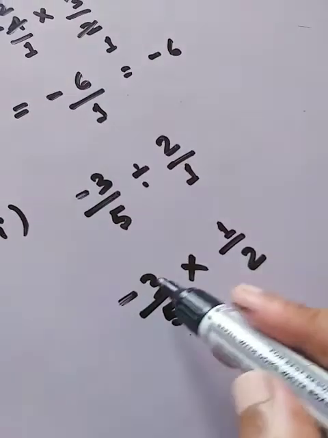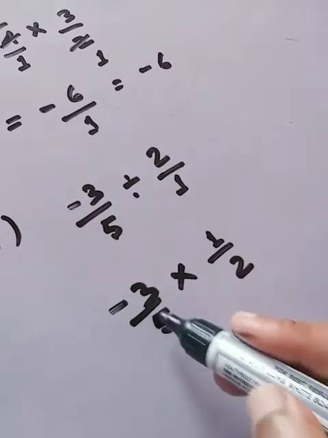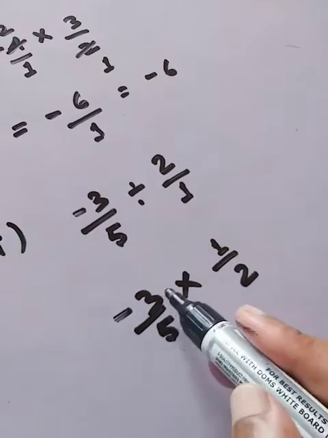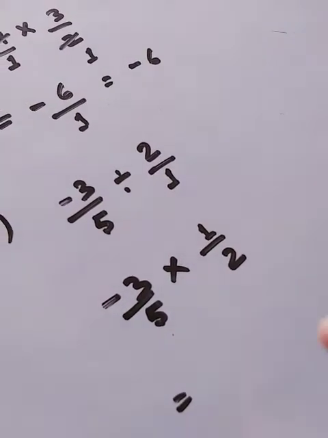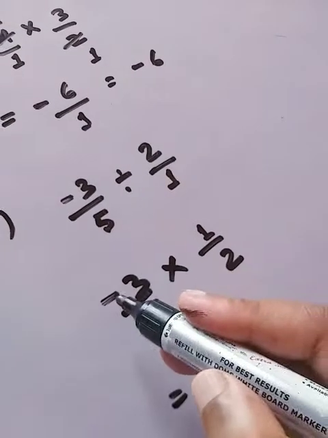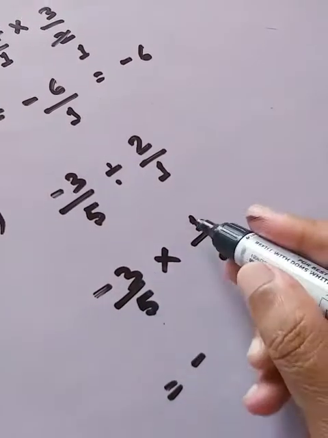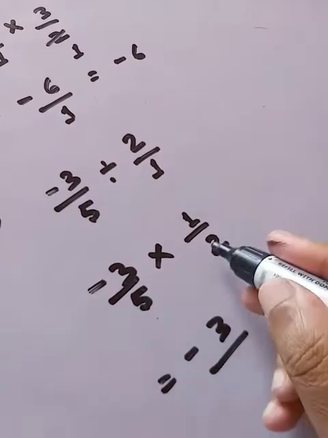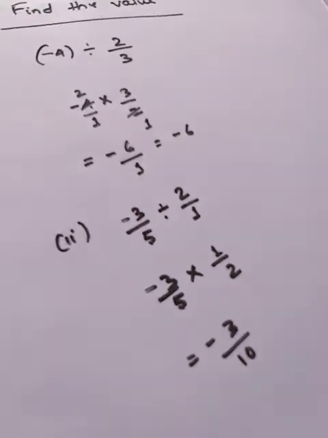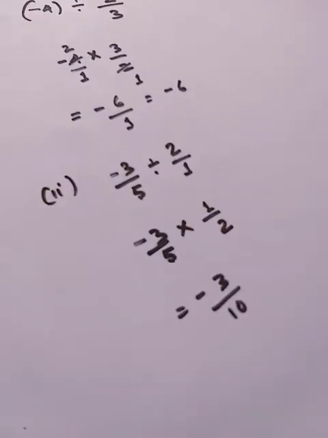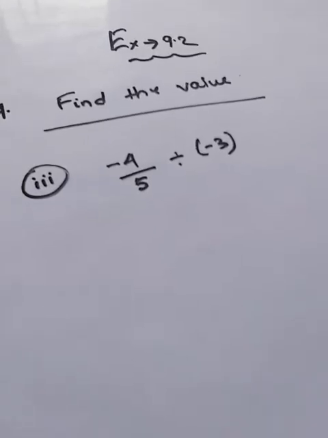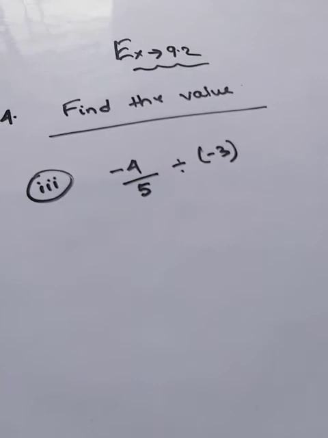Now we'll check whether any number can be reduced or not. See, 3 and 5, no. 1 and 2, no. 3 and 2, no. 5 and 1, no. So what we'll do, we have to multiply the sign first. So minus times minus is plus, 3 ones are 3 and 5 twos are 10. So this is your right answer of question number 2. Let's move on to sum number 3. This is sum number 3.